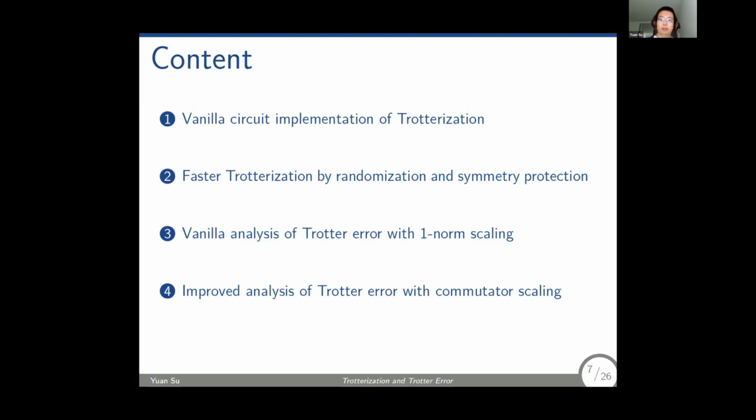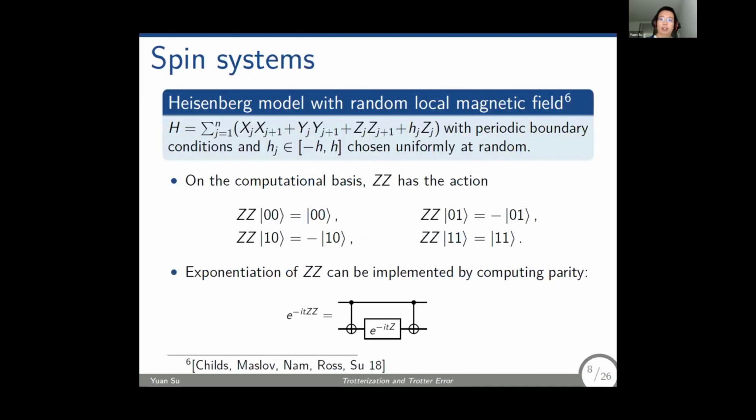Okay, so great. Let's begin with circuit implementation. One simple example we can start with is a simulation of spin models. There are many spin models we can look at. One model that we previously looked at is this Heisenberg model with some random local field. In this case, you have a Hamiltonian laid out on a 1D chain, and you have nearest neighbor interactions.